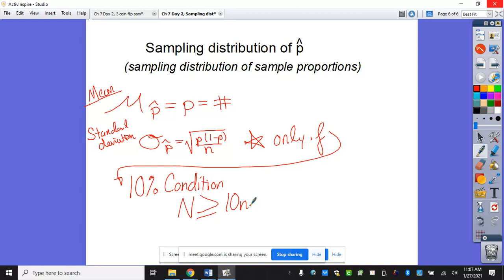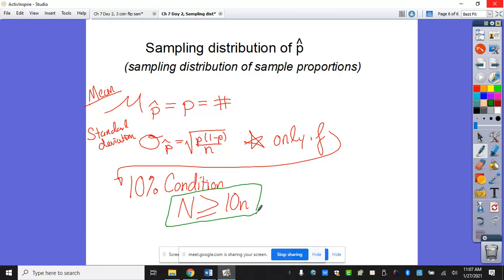Tell me in words what just this little piece right here means. What is this talking about? My population size needs to be. So if I took a sample over here, I'm flipping coins. And my sample size was what? 20. 20 times 10 is 200. Is it possible that I can flip the coin more than 200 times? Yes, so we're good.